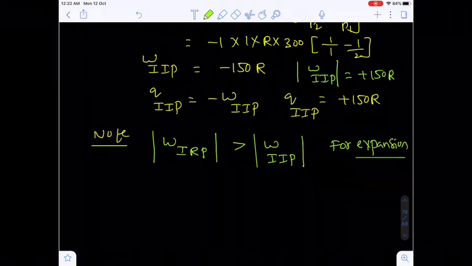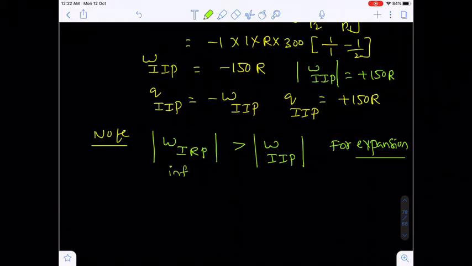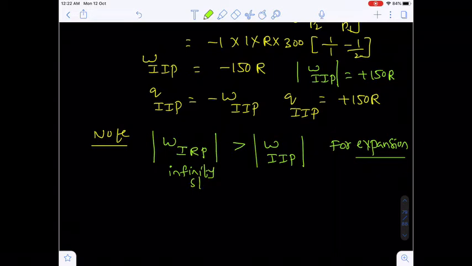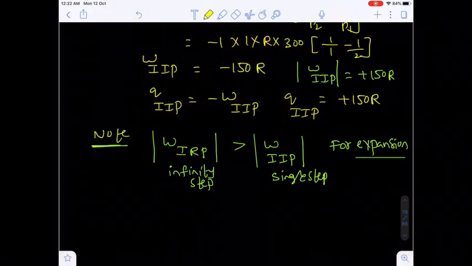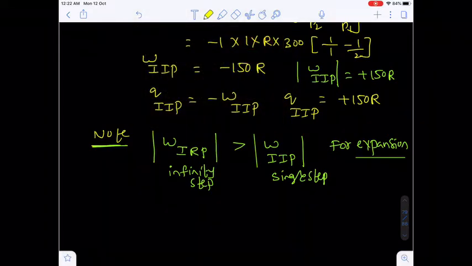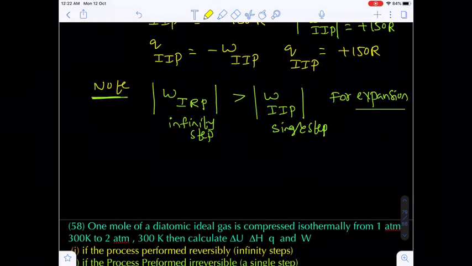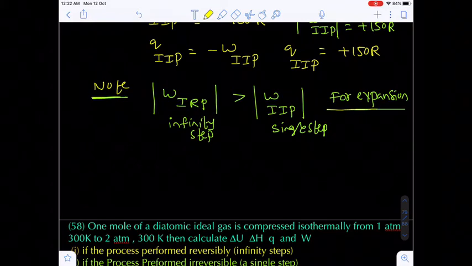Now the isothermal reversible process, how many steps? Infinity steps, whereas here a single step. So this statement is very important. Once again I am repeating, the work done in isothermal reversible expansion of an ideal gas is greater than the work done in isothermal irreversible expansion. Isothermal reversible work will be greater than irreversible work in the expansion case only. Be careful.